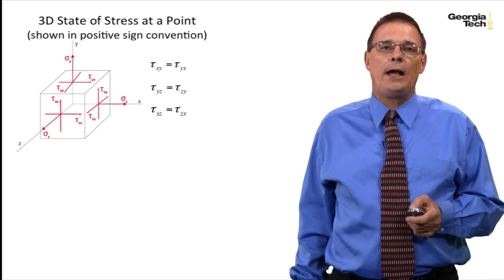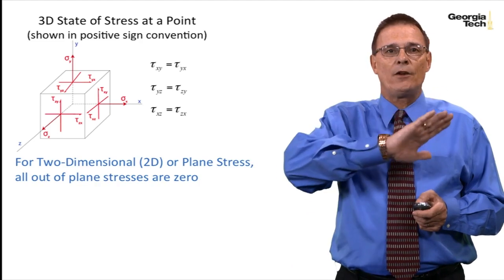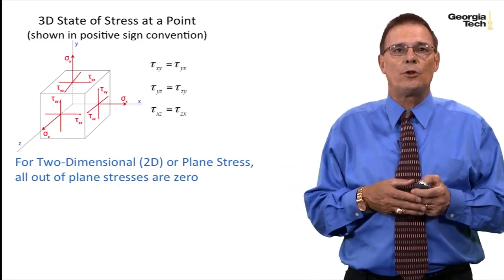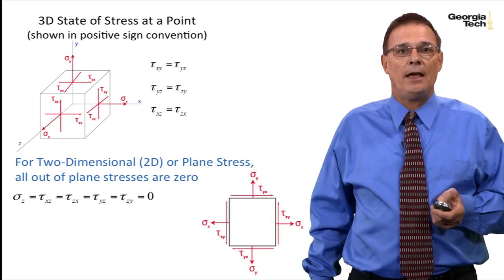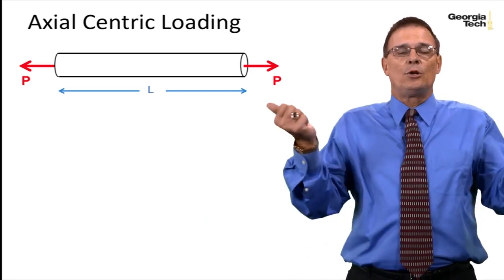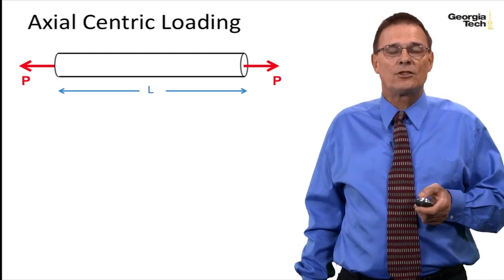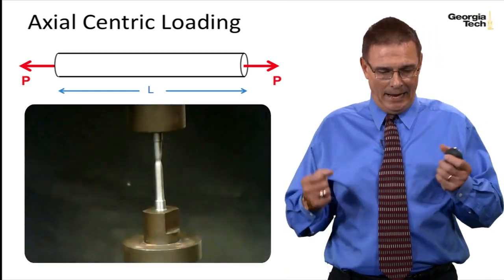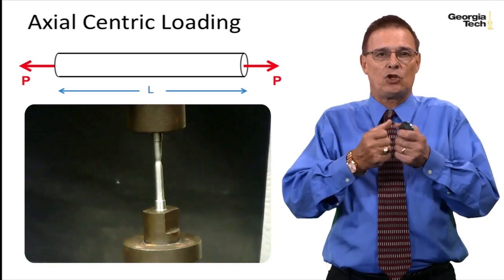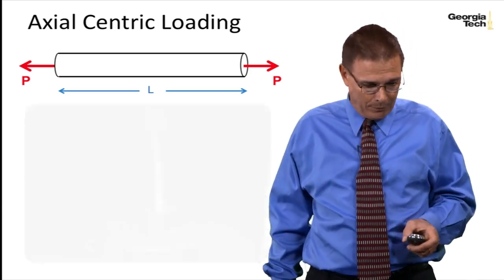And so we left off last class with the three-dimensional state of stress at a point. If we let the out-of-plane stresses go to zero, then this became a two-dimensional or plane stress problem. And it looked like this. Now, if we only look at axial loading, that's a special case of two-dimensional or plane stress. And so here's a clip of an axial test being done on a specimen. And you can see it stretches out and it starts to neck down and eventually it would fail.